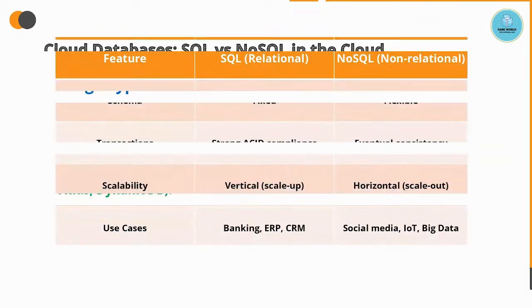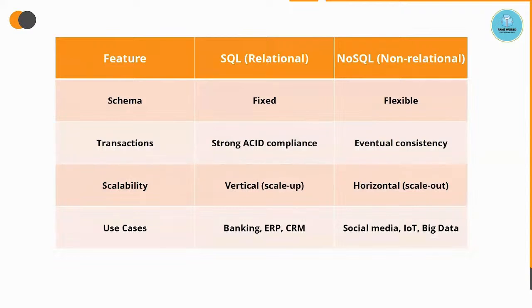Then if we compare and contrast SQL and NoSQL, because it is quite interesting and important anyhow, I will be comparing features: schema, transactions, scalability, and use cases. In SQL, which is known as relational, the schema is fixed. The rows and tables you define directly. In non-relational NoSQL, it is flexible. It is a document-based architecture actually. The JSON concept is there in NoSQL.